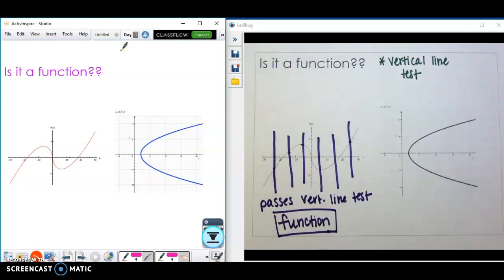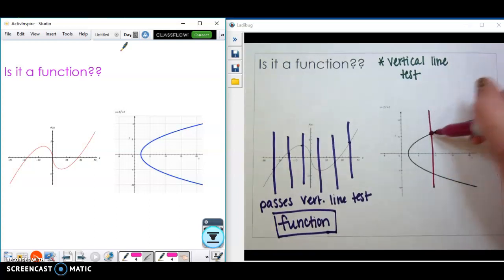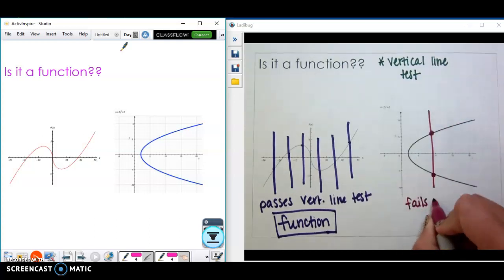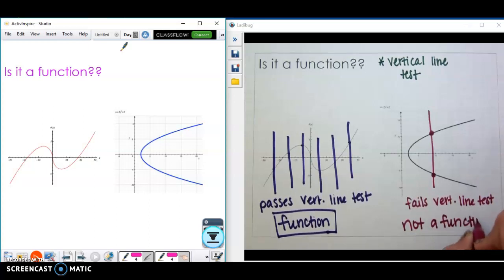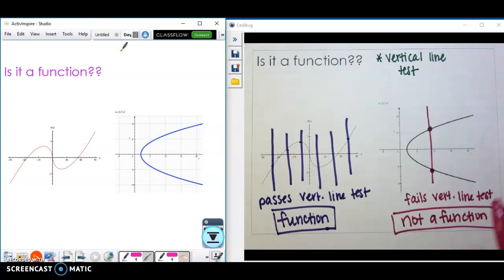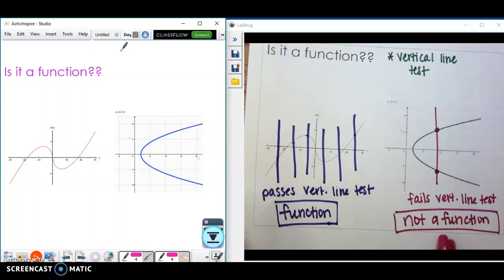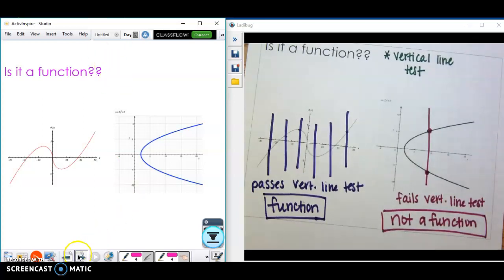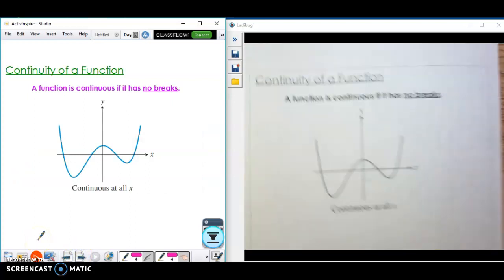which therefore means it is a function. All right, so if you look at the next graph here, the first vertical line I drew crosses the graph twice. So this fails the vertical line test, which means that it is not a function. Okay, so to tell if something's a function, you're going to use this vertical line test. Draw a line through the graph. If it only touches the graph once, it's a function. If it touches it more than once, like this, then it fails the vertical line test and it's not a function.